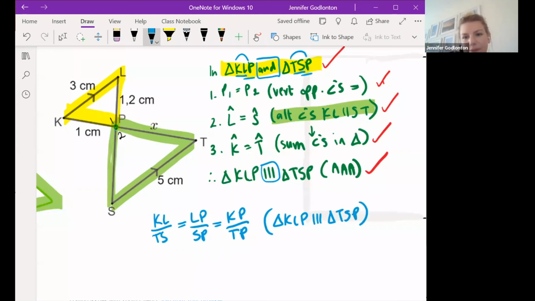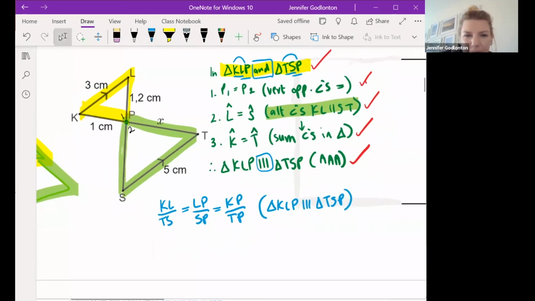Next line. Ma'am, I think I did it wrong, because the first letters are KL and PS. I think I did it wrong. Okay, your letters just weren't in the right order. That's the only reason. Don't panic.